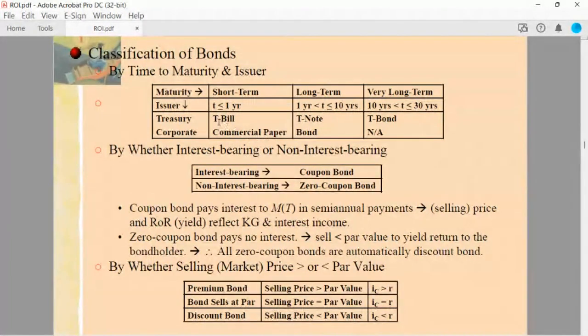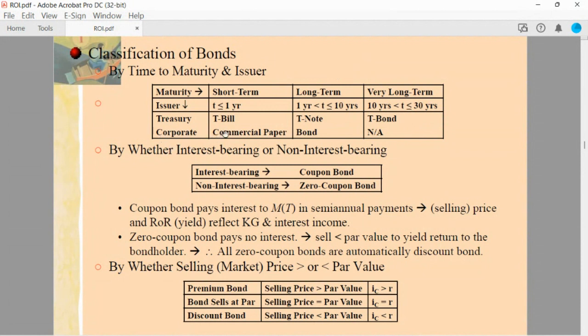For Treasury, a Treasury security with maturity under 1 year is called a Treasury bill, and a Treasury with maturity between 1 and 10 years is called a Treasury note. A Treasury with maturity between 10 and 30 years is called a Treasury bond. So the bond is actually the term reserved for long-term debt instruments.